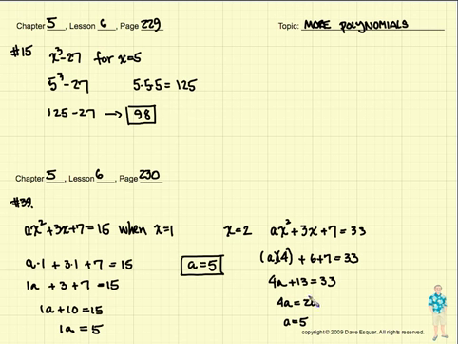So it really didn't matter which of the two polynomials you tried to work with. It evaluated the same way. A was equal to 5.